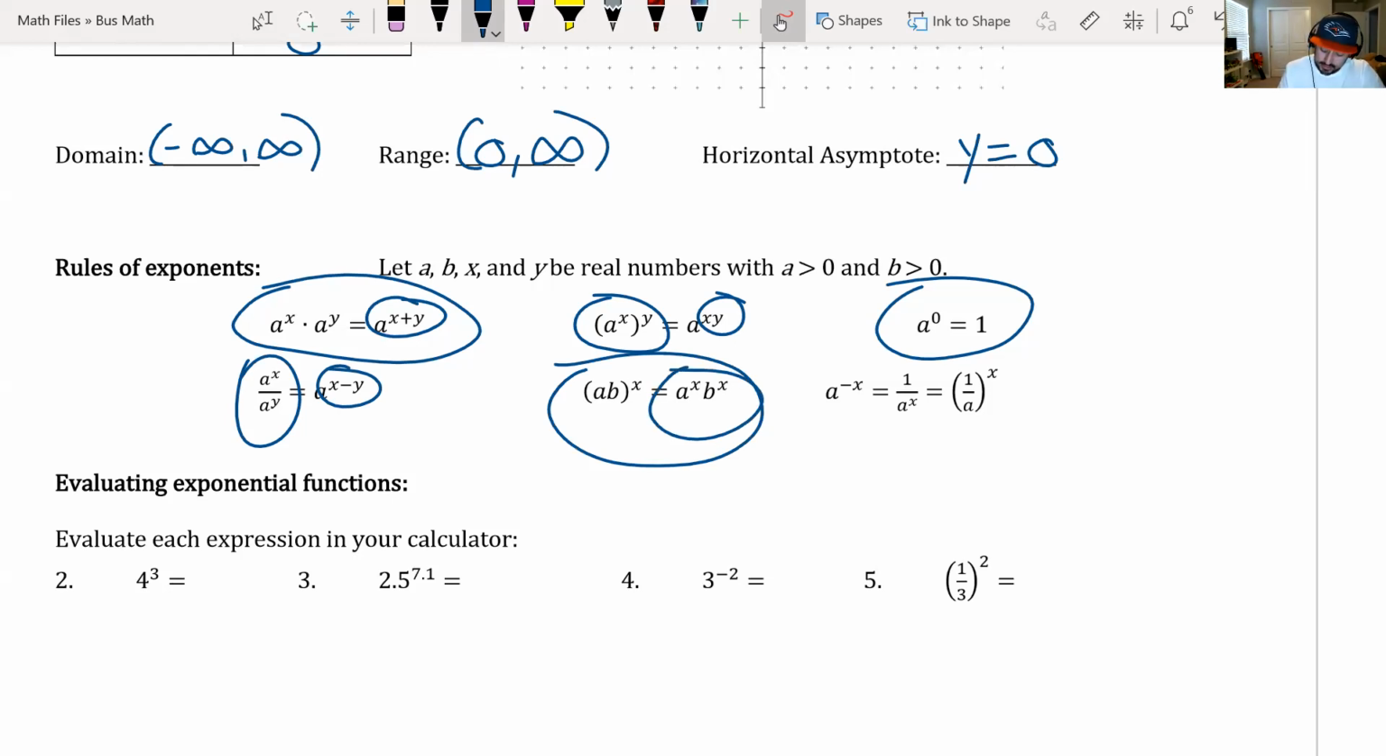And next is your negative exponent rule. A to the negative x equals 1 over a to the x. So remember, anything with a negative exponent, you can change into a fraction.